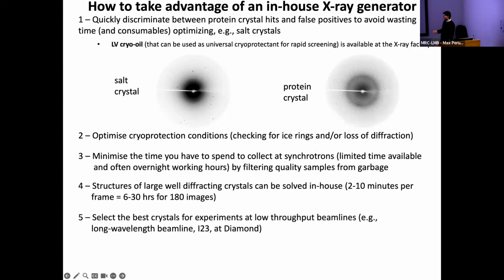Also, we can select your best crystals. For example, if you need to use a synchrotron beamline like I23, where they do not have high throughput, you can only ship to them like 5 or 10 samples. You will need to find your best one before shipping them.